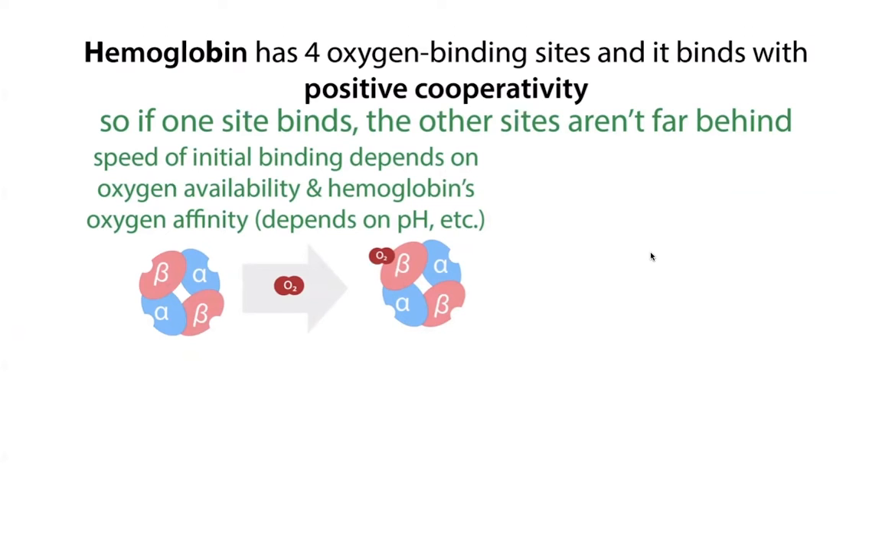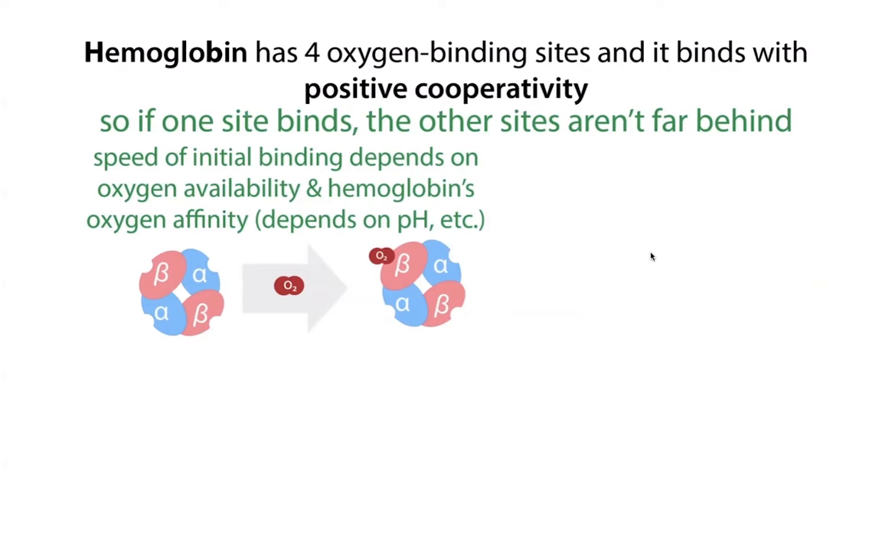We're going to see that hemoglobin is going to have positive cooperativity, which means that once you get that first binding of oxygen, and remember that first binding is just going to depend on the original affinity. The speed of that binding is going to depend on how much oxygen is around, and then also hemoglobin's oxygen affinity, which is going to depend on pH and things like this. So we'll talk about the Bohr effect, how the pH can influence the binding affinity. But for now, just know that based on the intrinsic properties of hemoglobin and its environment, you're going to have some probabilities of the initial oxygen binding.